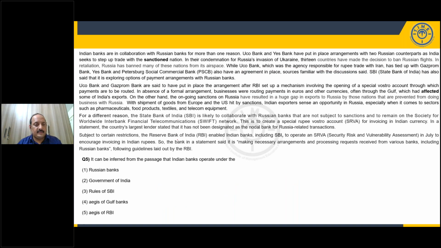Now, if I check over here, the RBI has enabled the Indian banks, including the SBI, to operate an SRVA, which means whatever Indian banks do is under the control of the RBI. So let's see which option talks about that. Indian banks operate under the Russian banks, no. Government of India, possibly yes, but that's a much wider point. Of course, one can say that the government controls the RBI and therefore the government also controls the Indian banks, but then that's going beyond the scope. Let's see if there's an option that talks about the RBI. Rules of the SBI, no, SBI is also under the rules of the RBI.